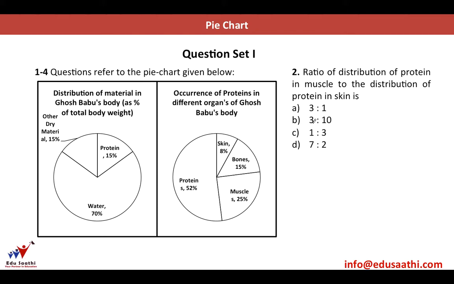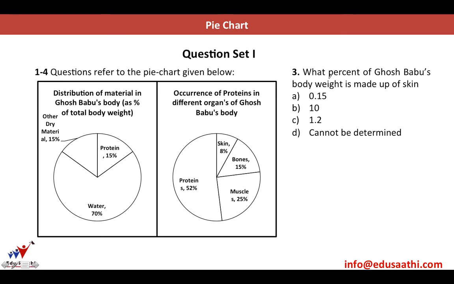So let's look at the second question here. The ratio of distribution of protein in muscle to the distribution of protein in skin. We are talking only about proteins here, so we'll refer to the second pie chart. I know that the percentage of protein in muscle is 25% and in skin is 8%. So my answer is 25 ratio 8, which, if you cancel out, is 3 ratio 1. So approximately the answer is the A part here.